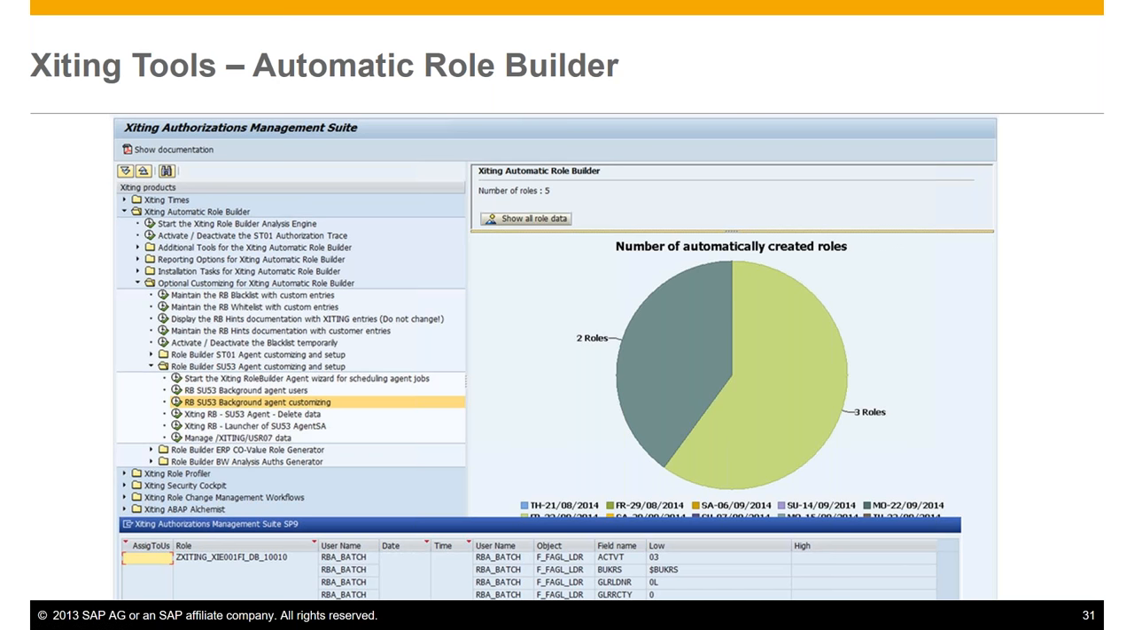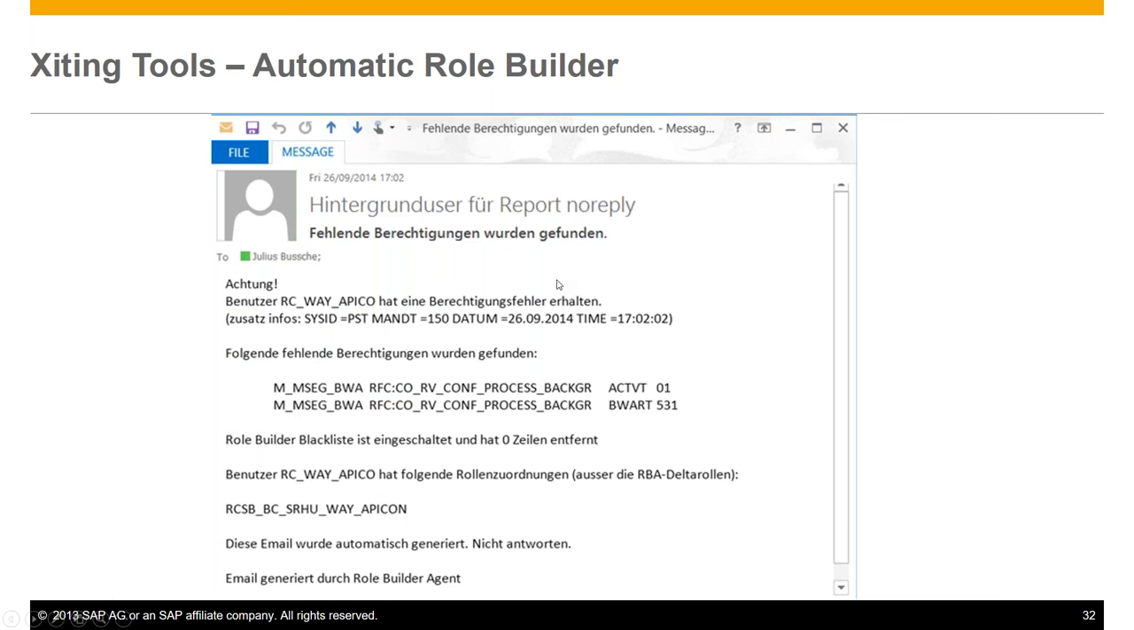And the idea is then to take these roles and whatever authorizations they contain, that's obviously something that really went wrong, and build them into the new roles, transport the new roles through, and then delete these delta roles from the role builder agent again. They're just a temporary means of getting over the hurdle of a missing authorization, and at the same time, they are a work list of things that need to be corrected in the roles before they can be removed again. This is an example of the email that Daimler in Mannheim sends out.